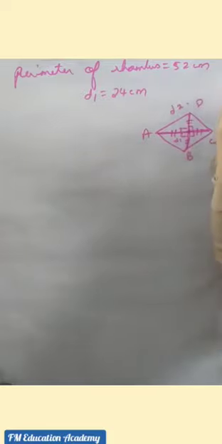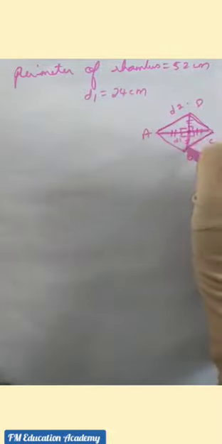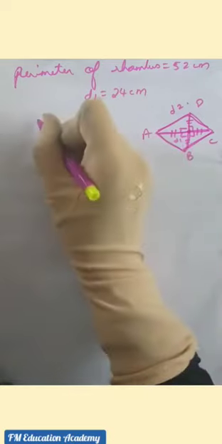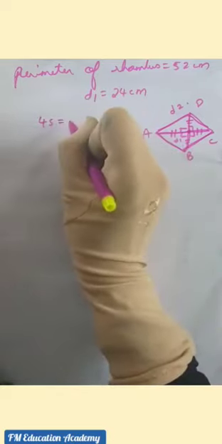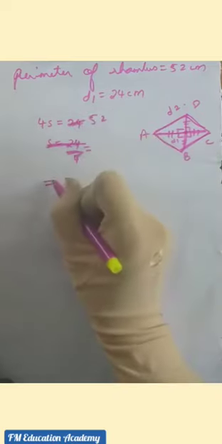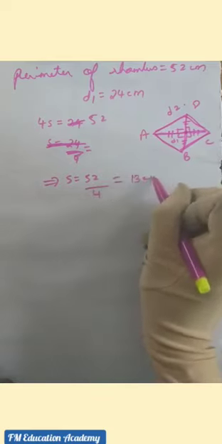Here it is given that the perimeter of the rhombus is 52 centimeter, which means how many sides are there in the rhombus? 4 sides. And we know the perimeter of a rhombus is the same as a square. So we can say the perimeter of a rhombus is also 4 into S. 4S is equal to 52. So we can find one side of the rhombus, that is S is equal to 52 by 4, that is equal to 13 centimeter.